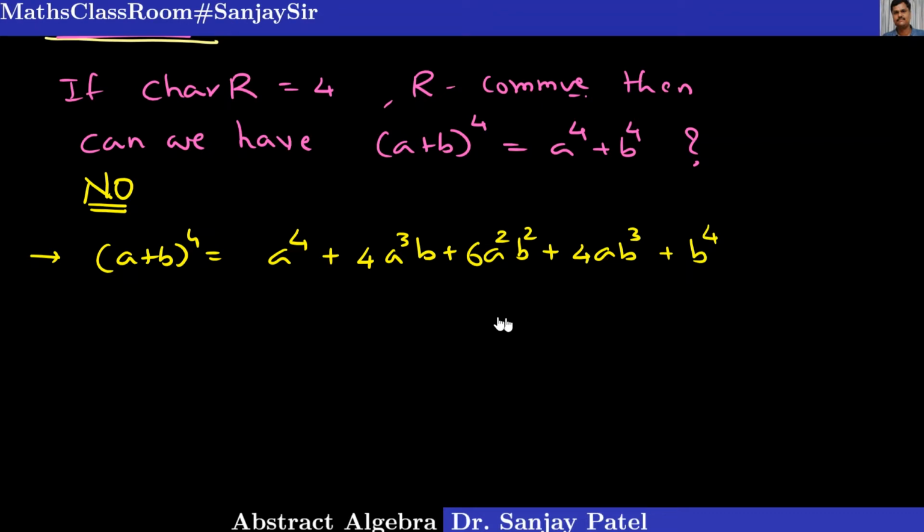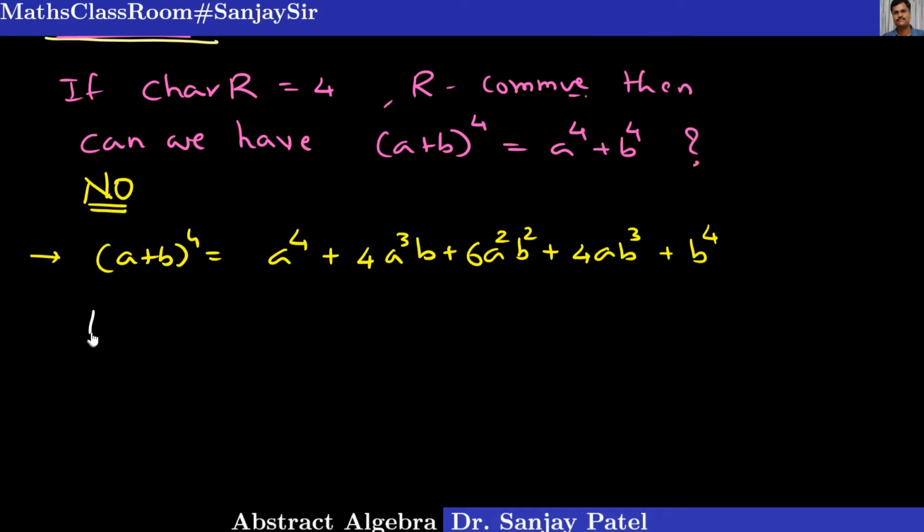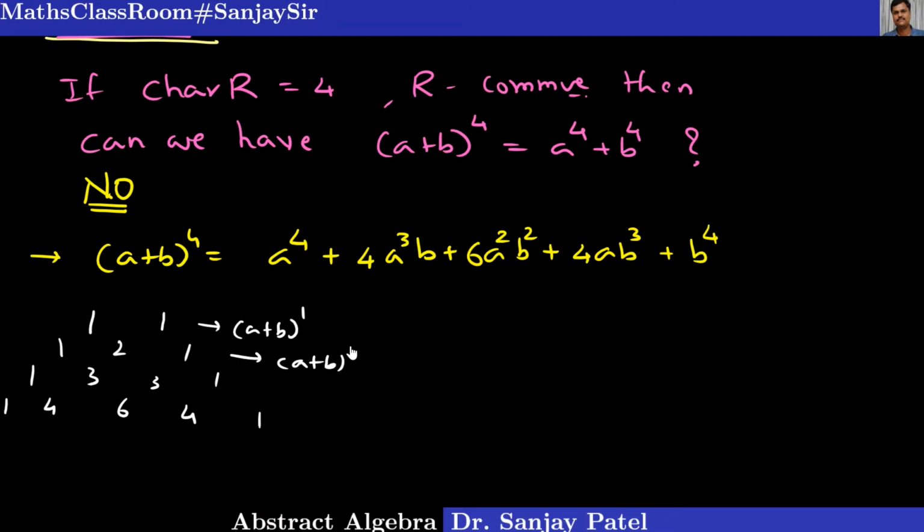This is the expansion. You know how to write this using the Pascal's triangle that you have done in your school. We can use this Pascal's triangle 1 1 1 2 1 1 3 3 1 1 4 6 4 1. This gives the expansion of a plus b raised to 1. This gives the coefficients of the binomial expansion a plus b square. This gives me the coefficients of the binomial expansion. So all these things you know very well. So I am writing using the binomial expansion. Since R is commutative, we can do this.